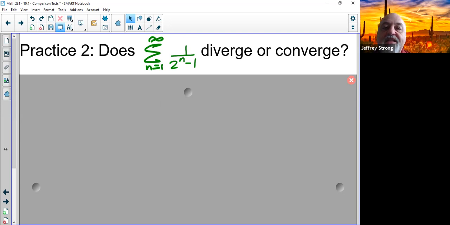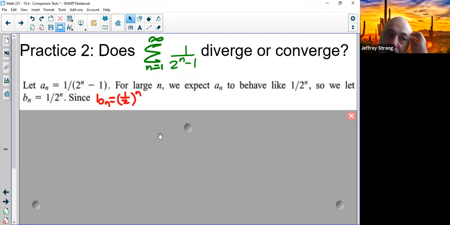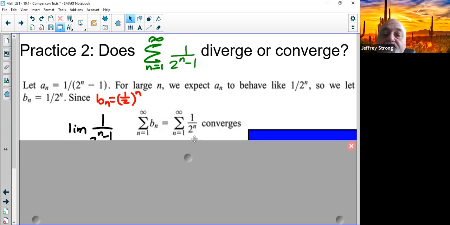Okay, so let's try this one. This is one in the book, and they're showing you that we think this is going to look kind of like 1 over 2 to the n. So that would be a geometric series, 1 to the n over 2 to the n, where r is 1/2. That is going to converge, because r is less than 1. So if we compare it to that, let's take the limit.